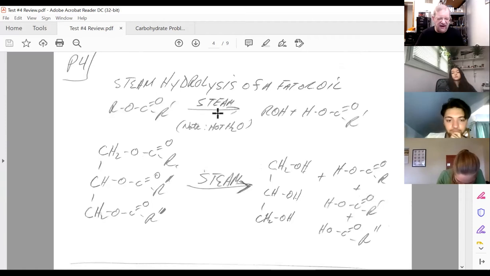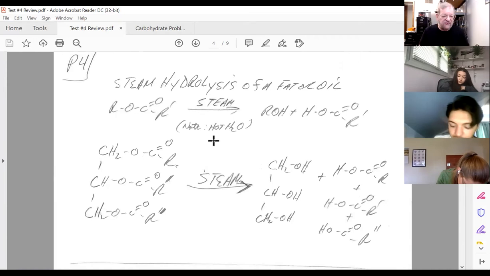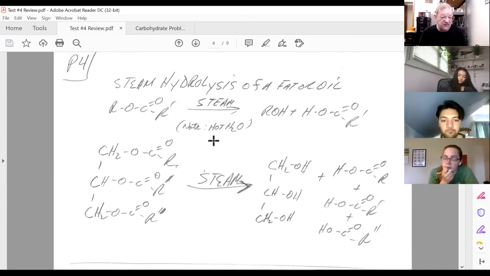You take an ester, react with steam. Steam is hot water. Now, there are two ways of catalyzing, or actually more than two ways, but two main ways of catalyzing a reaction. What does the catalyst do? Make the reaction go faster. In industry, time is money. So the faster you can make it. Now, one way is add a catalyst. And for an ester, that's either acid or base, which I just showed you.